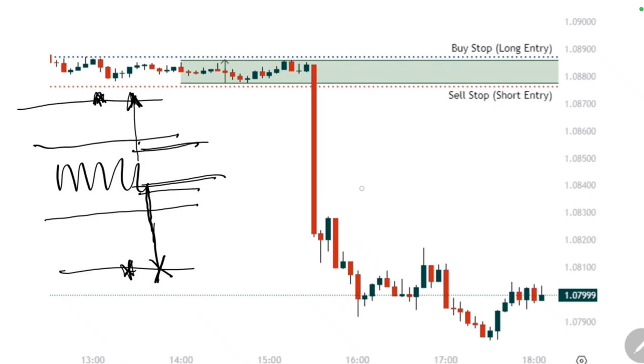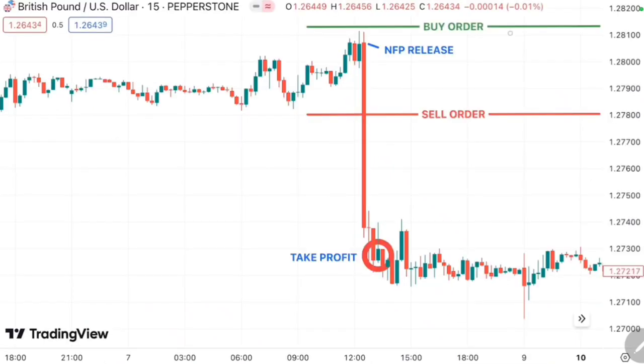It's like setting a trap. Whatever direction the market goes, you basically cash in on that. Or like you can see here, in this case, this was the NFP release, and you can see the trader here has placed a buy stop order here and a sell stop order, and on this occasion the sell stop order was activated, and the take profit could be around this point.